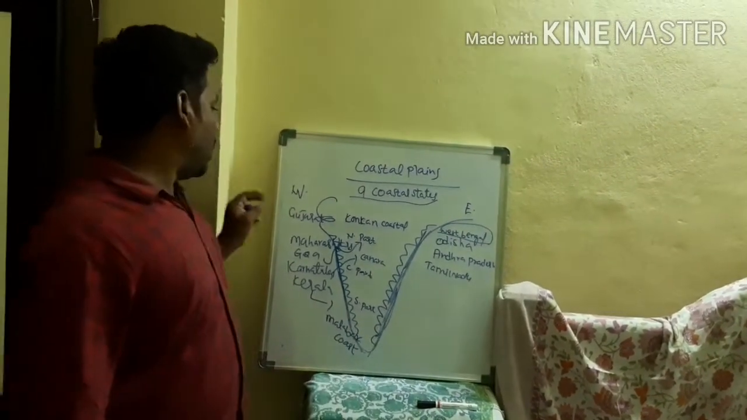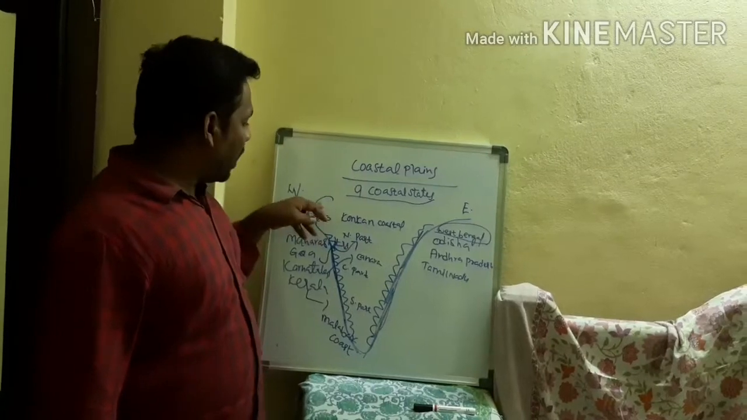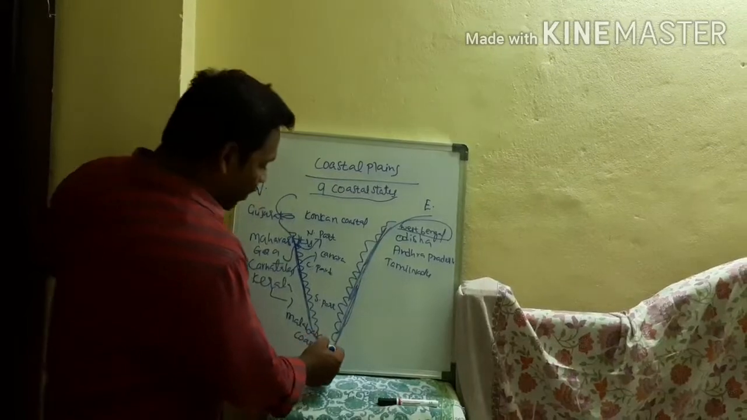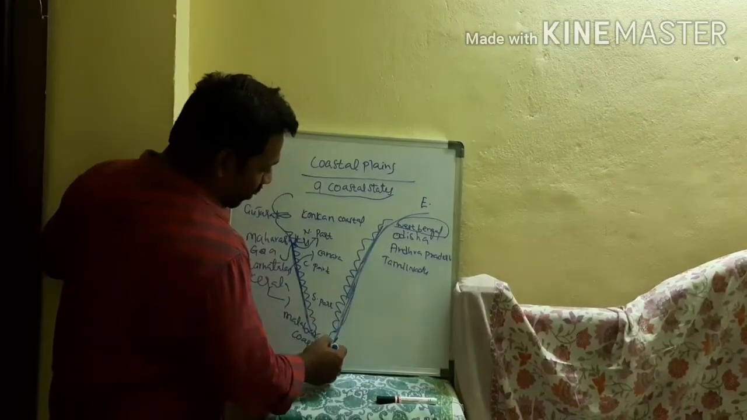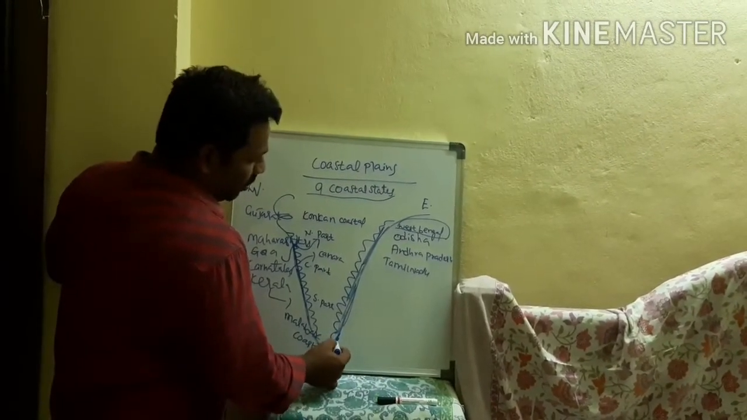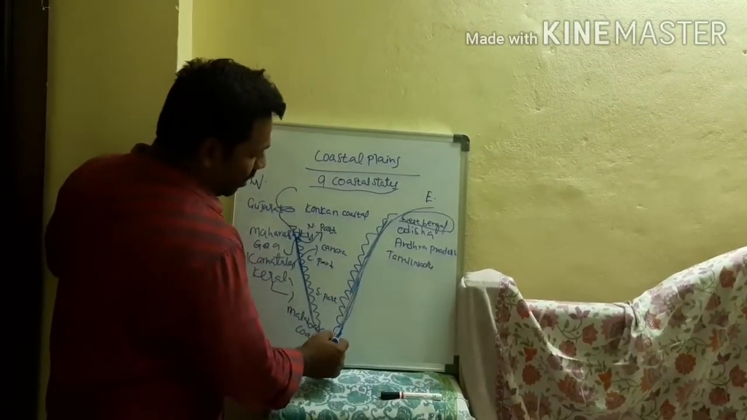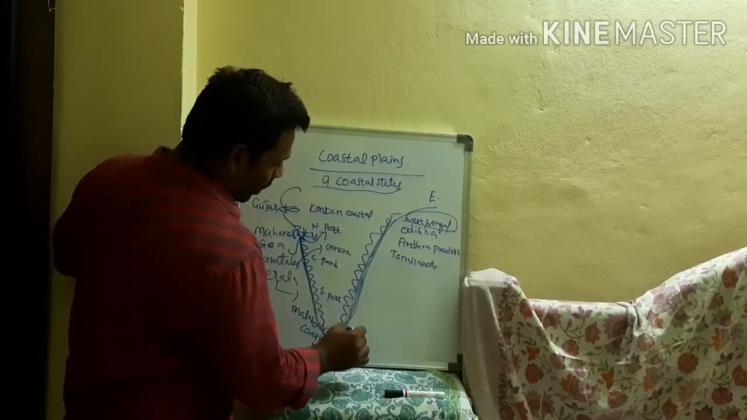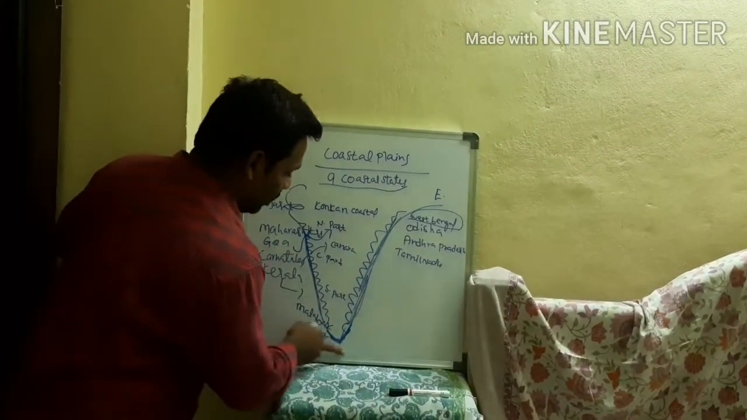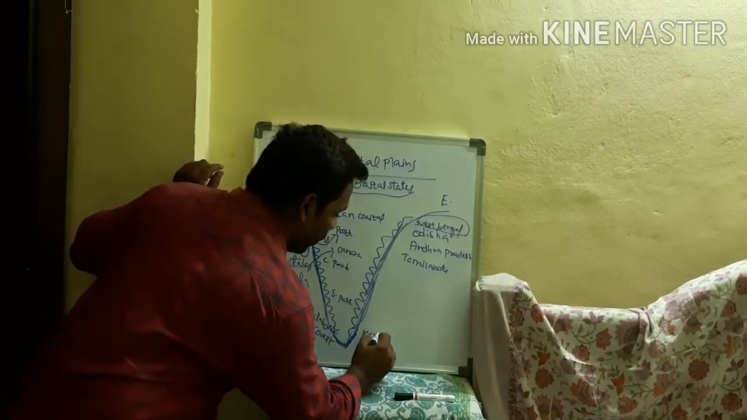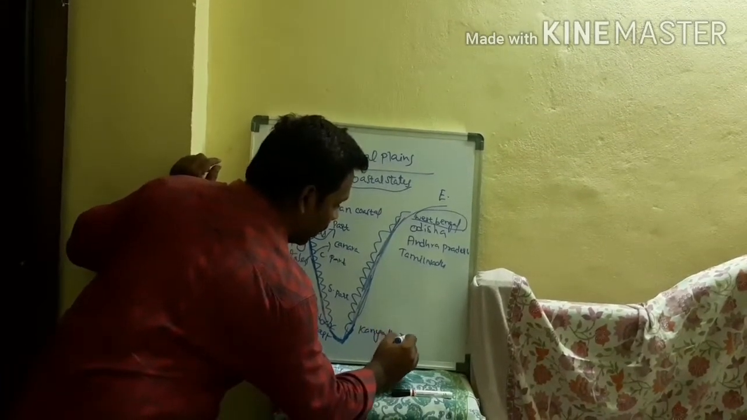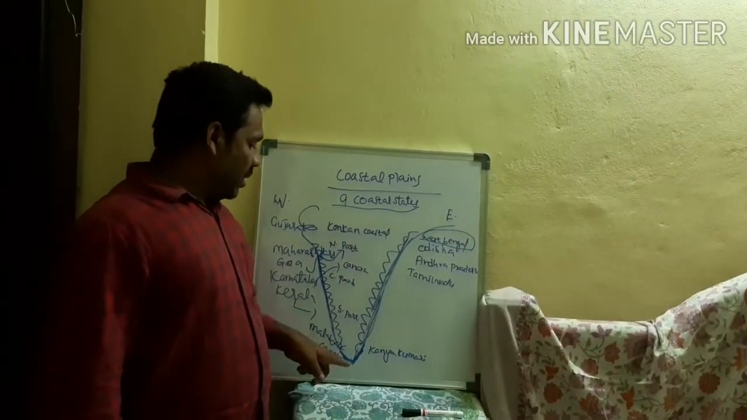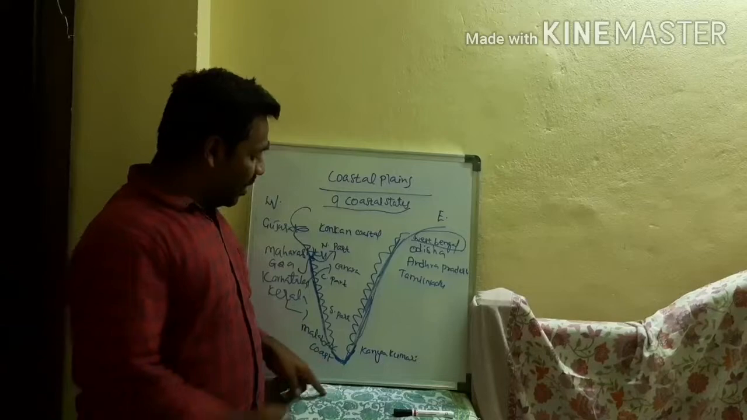The Western Ghats and western coastal plain start from the Rann of Kutch and run till Kanyakumari. What is the southern tip of the mainland of India? The southernmost tip of the mainland of India is Kanyakumari.